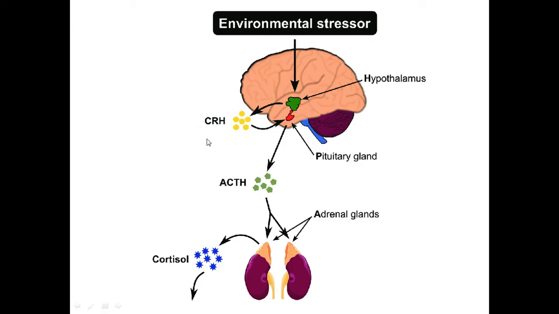The corticotropin releasing hormone then acts on the pituitary to produce a hormone, ACTH, adrenocorticotropic hormone. This adrenocorticotropic hormone then acts on the adrenal glands in the cortex region and results in the production of cortisol. Cortisol is a stress hormone and these levels increase in the presence of stress.